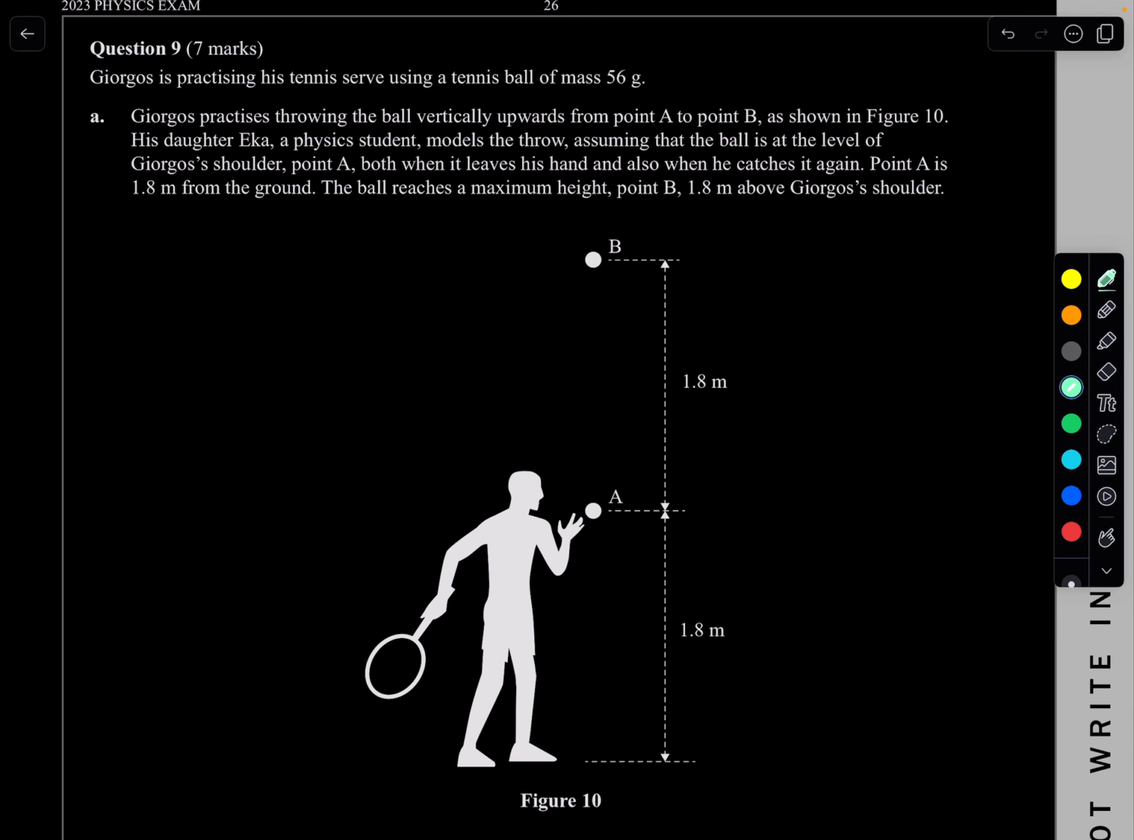So, okay, from point A, so from basically this point here to point B, as shown in figure 10. His daughter Eka, a physics student, models the throw, assuming that the ball is at a level of George's shoulder, point A, when it leaves his hand, and also when he catches it again. So, okay, point A is 1.6 meters from the ground. The ball reaches the maximum height at point B, all right, 1.8 meters above George's hand.